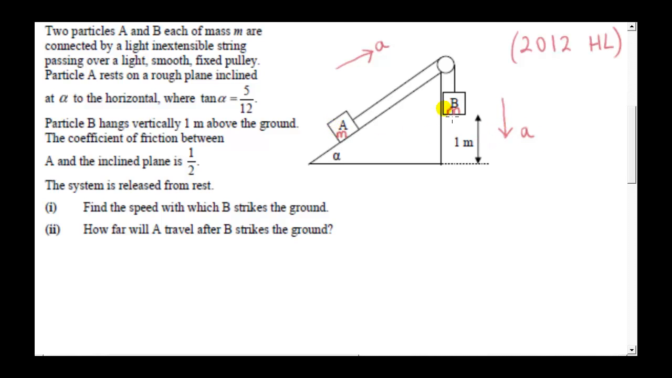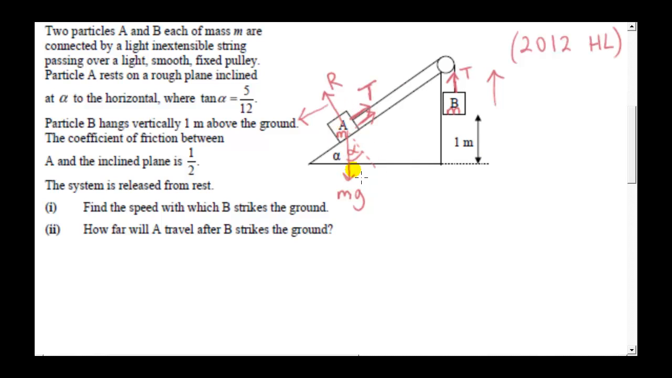Now suppose we did not know the direction of motion of this system. The system is released from rest. Let's suppose that we just assume that B moved up and this particle here, A, moves down. Well, we've got friction in this problem, so the friction force on A would oppose its motion, so the friction force would have to be in this direction. So the configuration of forces is going to look different depending on which direction A and B move in.